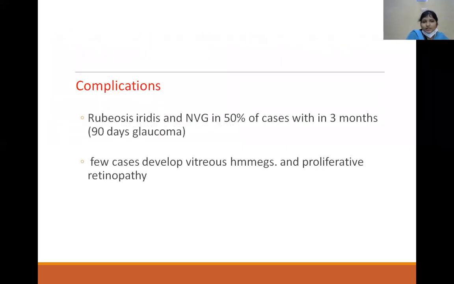Coming to complications, as already mentioned, neovascular glaucoma, it occurs in about 50% of the cases within 3 months. So this is called 90-day glaucoma. And in some cases, vitreous hemorrhage can be present and proliferative retinopathy is also present. And important thing is non-ischemic CRVO, in about 15% of the cases, it converts into ischemic CRVO within 3 months.